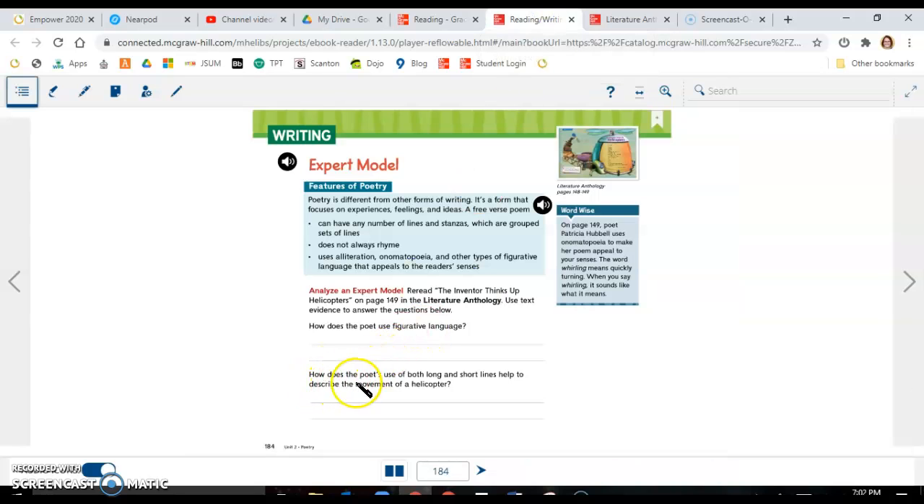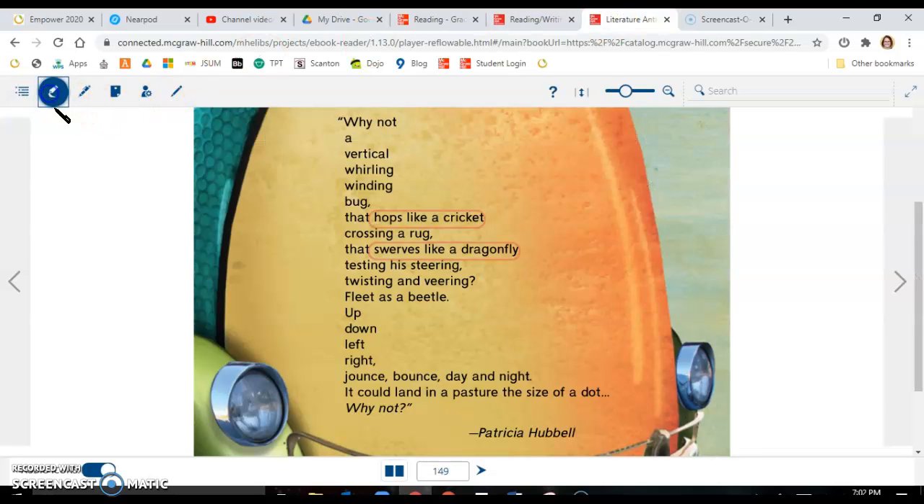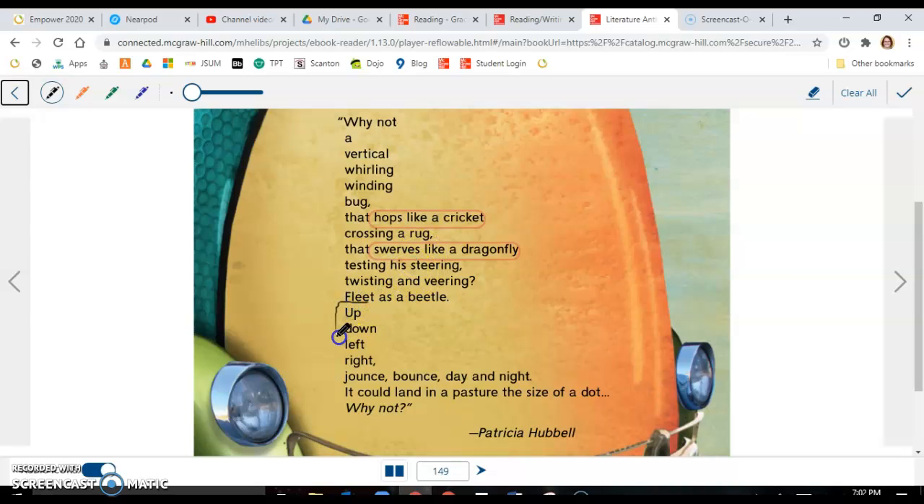Now we're going to look, how does the poet's use of both long and short lines help describe the movement of the helicopter? Well, I see right here that they use some very short words, up, down, left, right. And this helps me visualize the directions without being confused about any other words. It gives me a really clear picture. I also see here they use some longer lines, and those longer lines help me picture it.